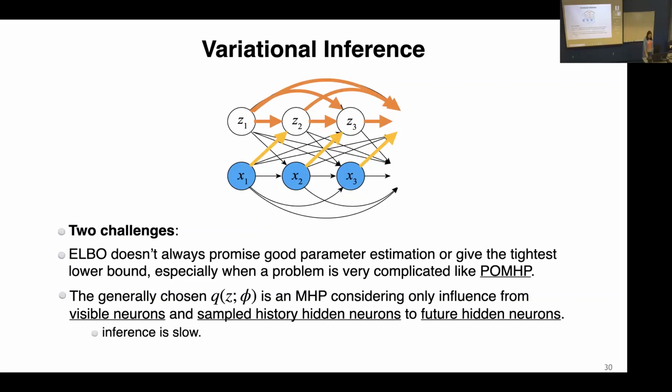We argue that there are two major drawbacks. The first one is that the inference is going to be very slow. And the second one is that the mean actually has some essential influence in a backward way. I'll explain this later. But these are the two challenges that prevent us from having a very effective VI to solve the POMHP model.